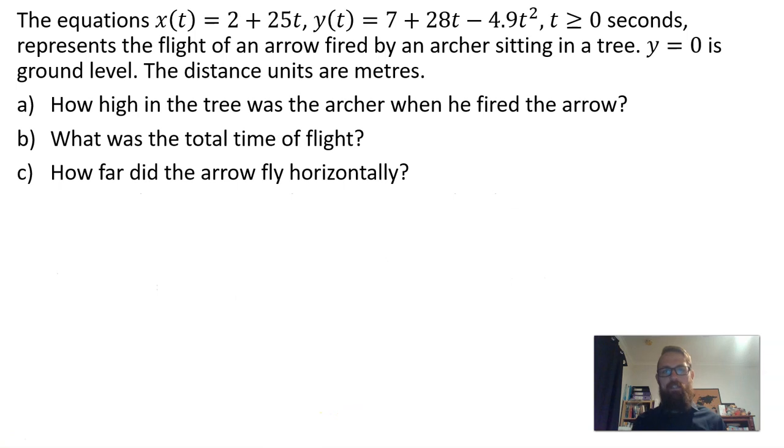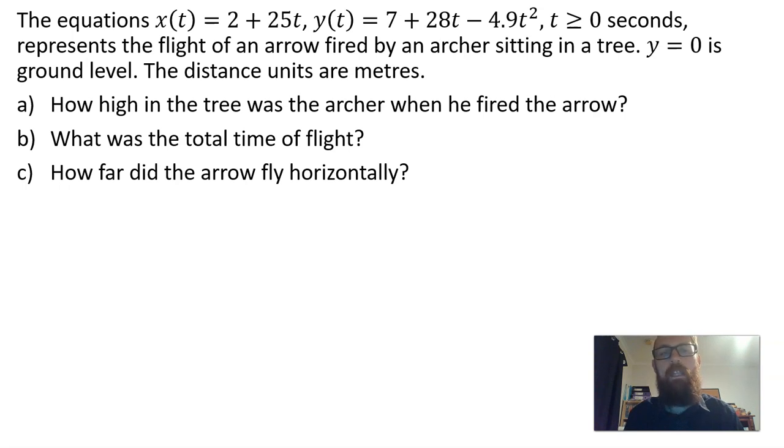So let's have a look at an example now. We've got a couple of equations, x of t and y of t. T is always greater than or equal to 0 seconds, and it represents the flight of an arrow fired by an archer sitting in a tree. Y equals 0 is ground level, and the distances we're going to use are meters. So there's a bit of information there.